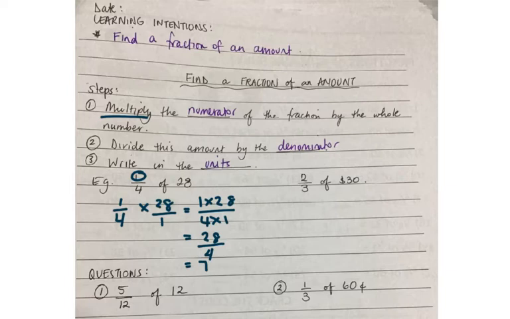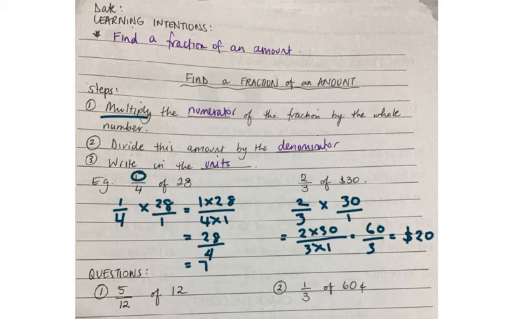Let's try another example. So we've got 2/3 of $30. So we write our equation again, and where it's got of, we're going to change that to times, and then our whole number is going to go over 1. So now we can go 2 times 30 and 3 times 1. So we have 60 over 3, and 60 divided by 3 is 20.